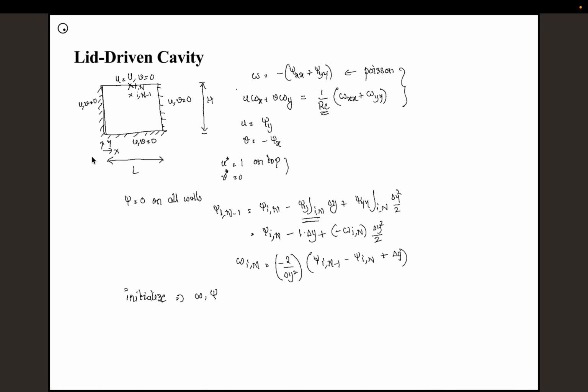So since the psi value is assumed, I can calculate u and v from this, where for psi y I can use a second order approximation, and psi x I can use the same. Again, how do I do this? So suppose you are using u, if I say psi y, the ideal way is something like this.